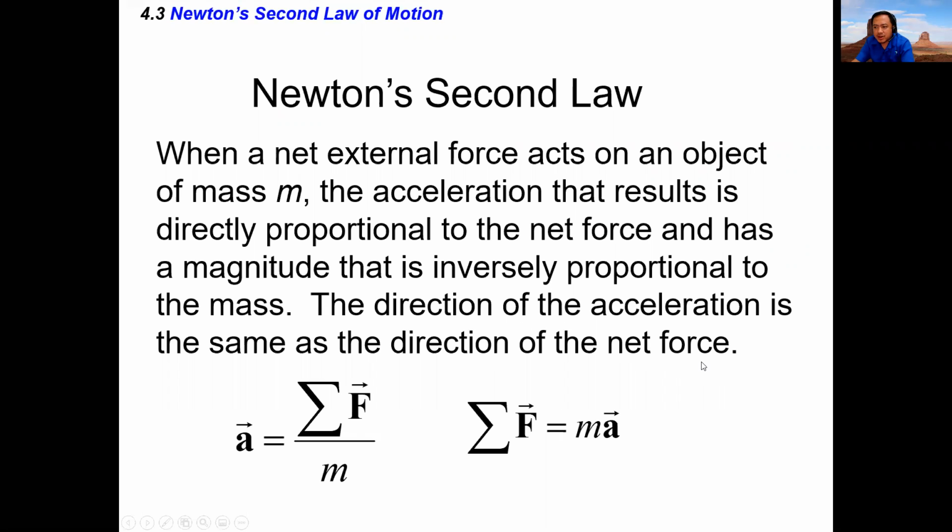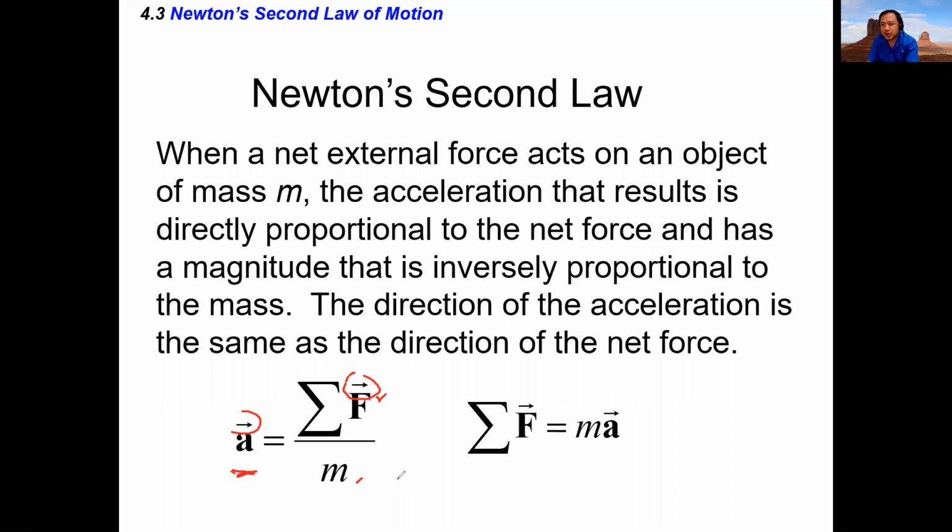When a net external force acts on an object of mass m, the acceleration that results is inversely proportional to the mass. The direction of the acceleration is the same as the direction of the net force. So both force and acceleration are vector quantities, and they must be in the same direction. Take note of that. If you have noticed, the acceleration is directly proportional to force, and whatever the direction of this force is, is the same direction of the acceleration, and it's inversely proportional to mass.